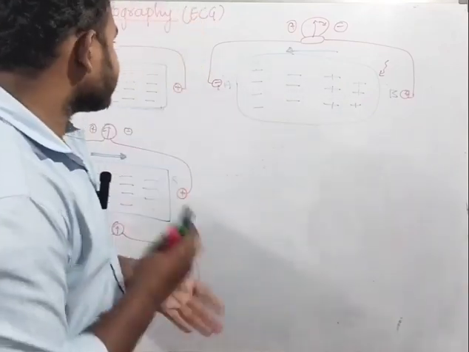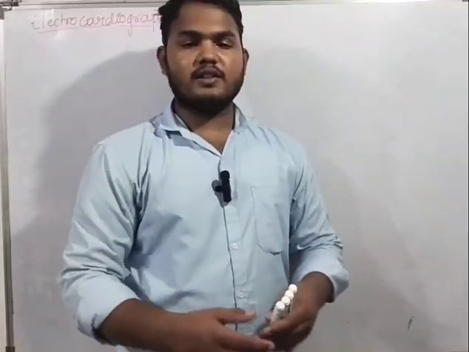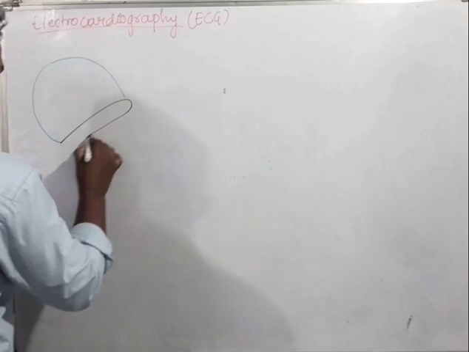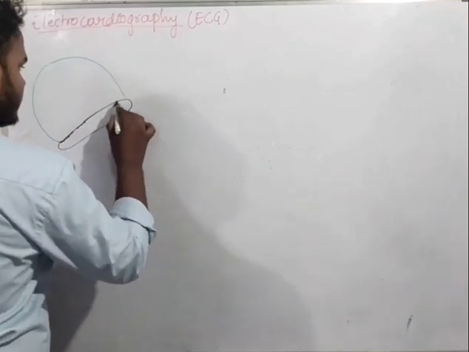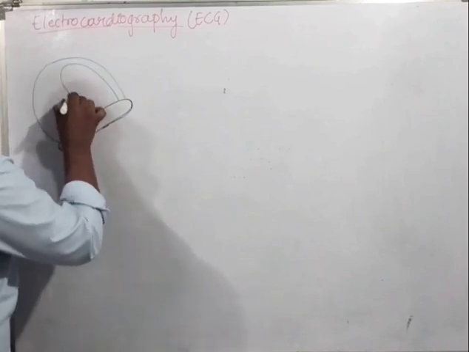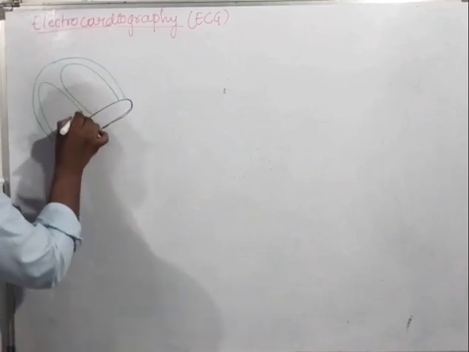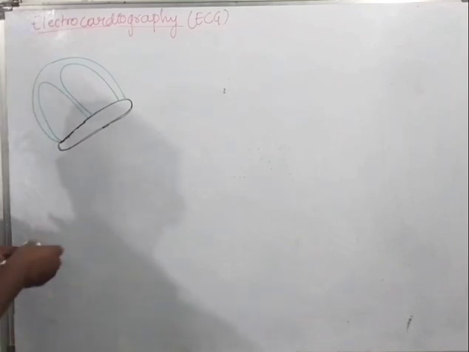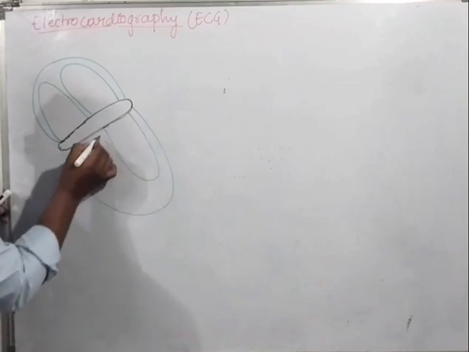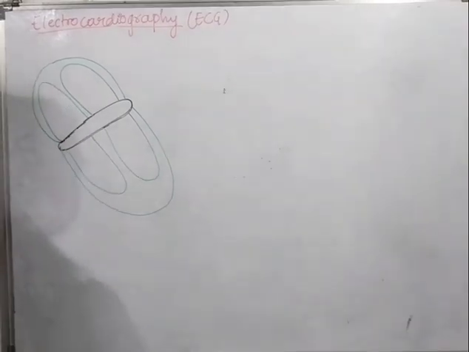Okay, by this we will interpret an ECG. Now we will see the heart. Let's suppose this is our heart. This is the fiber annulus. Now here are the left atrium and right atrium. Next, these are the ventricles. This is the left ventricle, this is the right ventricle.